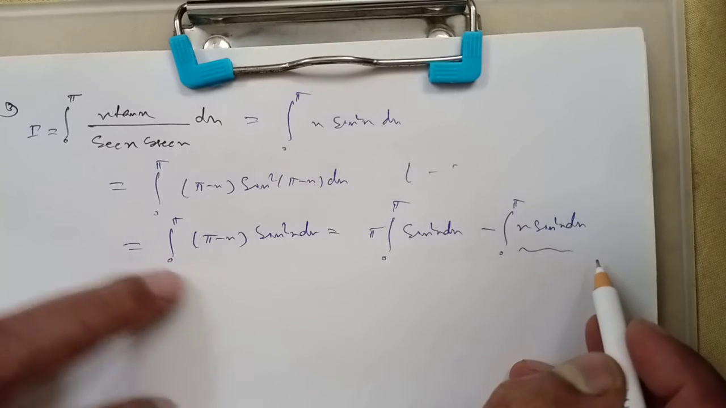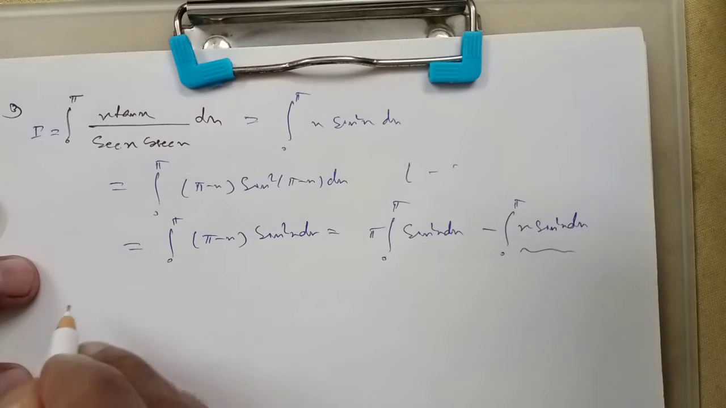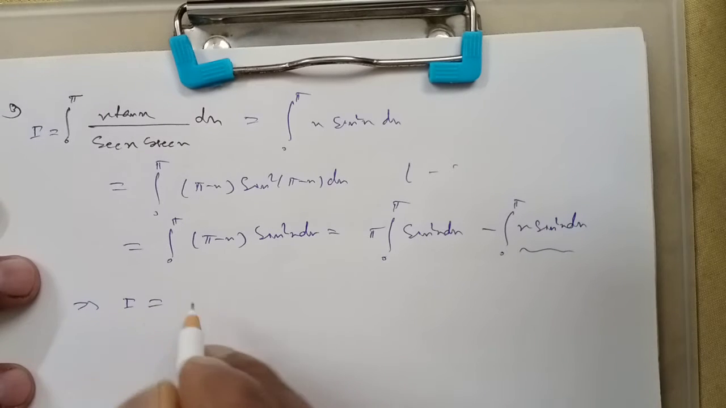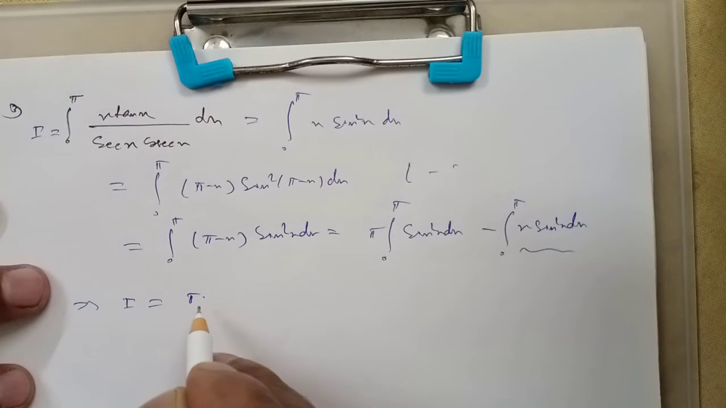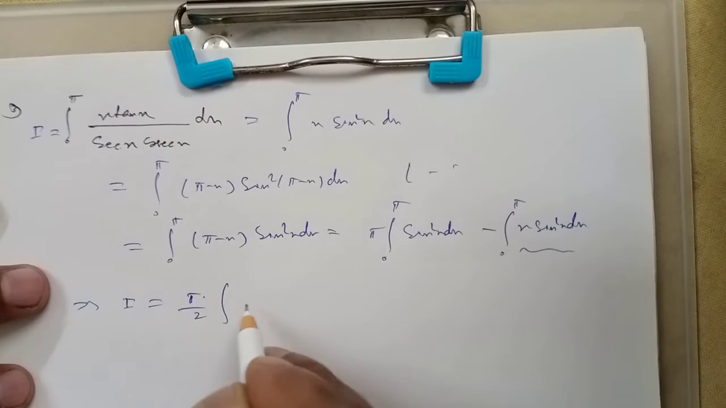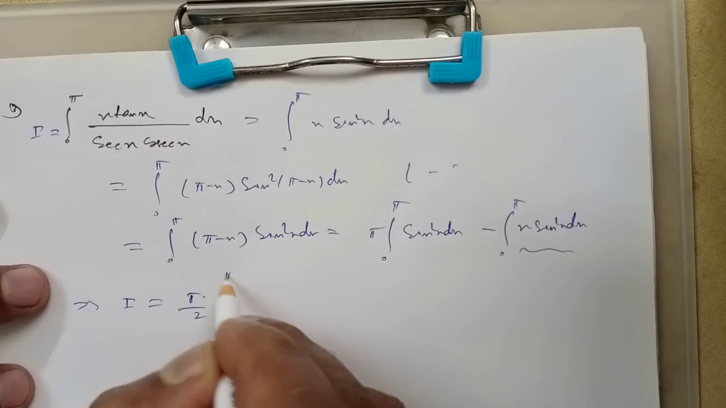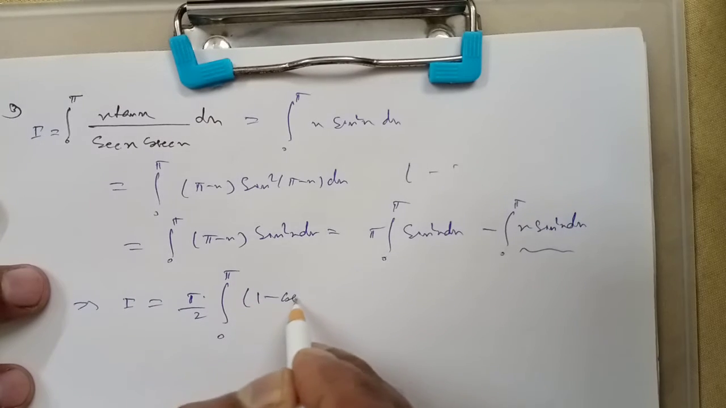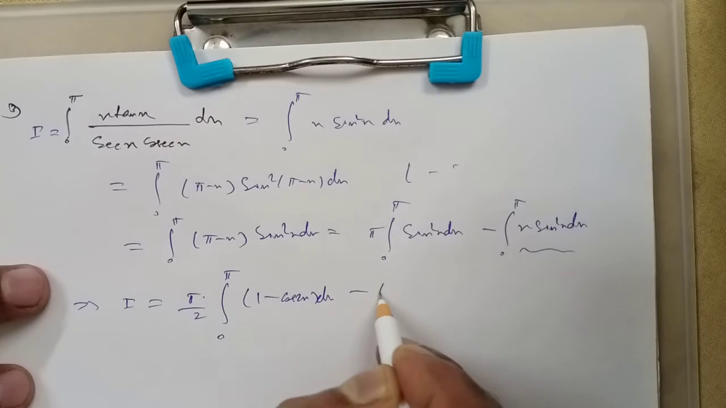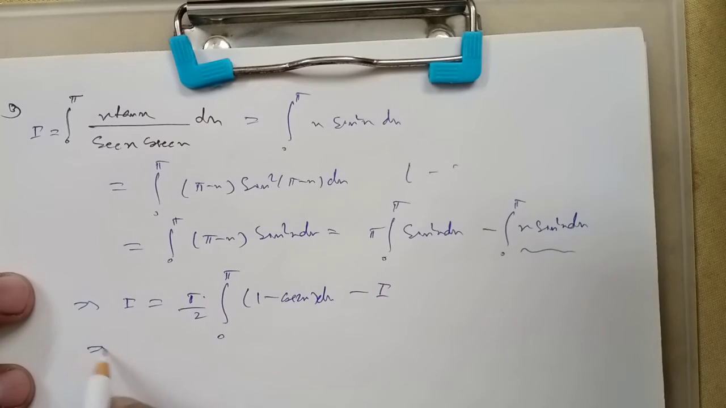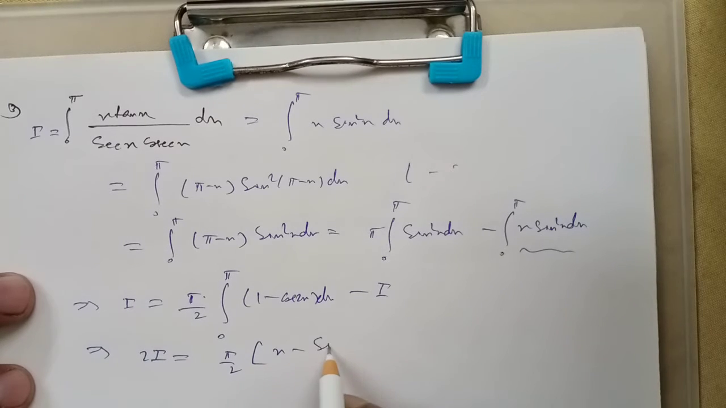Look, this is the initial I. So we get I equals to pi sin square x, which can be written as half into 1 minus cos 2x. So integral 0 to pi of 1 minus cos 2x dx, minus, this is again I. So we get 2I equals to pi by 2 [x minus sin 2x by 2], from 0 to pi.